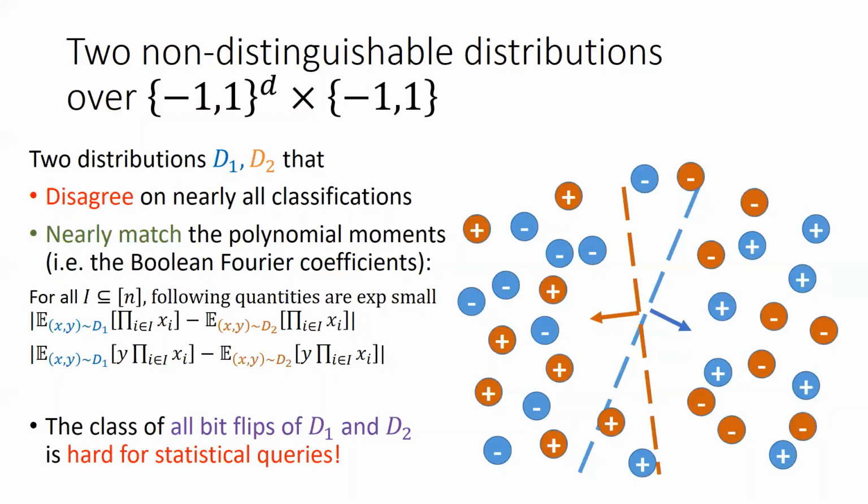Now, using this indistinguishability property, we can construct a hard class of distributions if we take all the distributions that are obtained from these two distributions by flipping a subset of the coordinates. And this class will require an exponential number of statistical queries if we want to learn it non-interactively. And the proof will use simple identities in Boolean analysis. And now we'll describe how this pair of indistinguishable distributions is constructed.